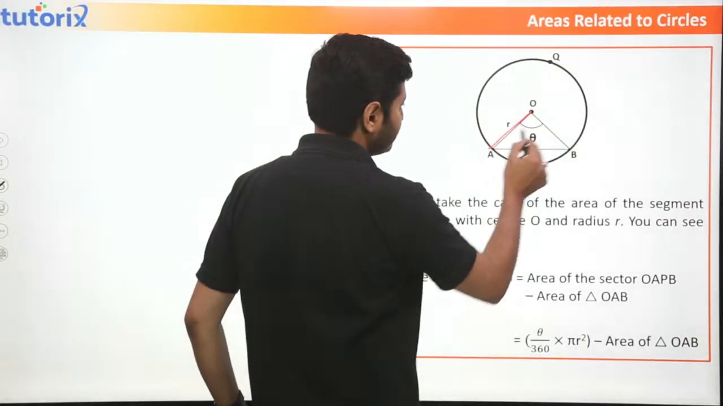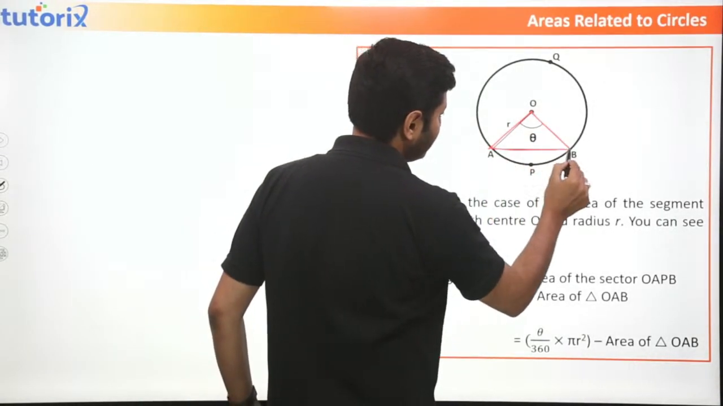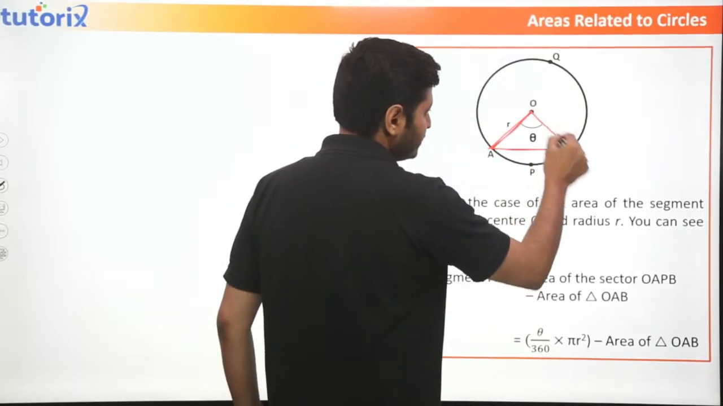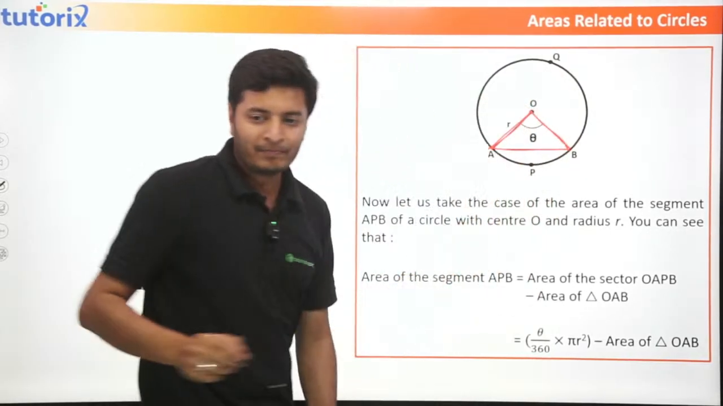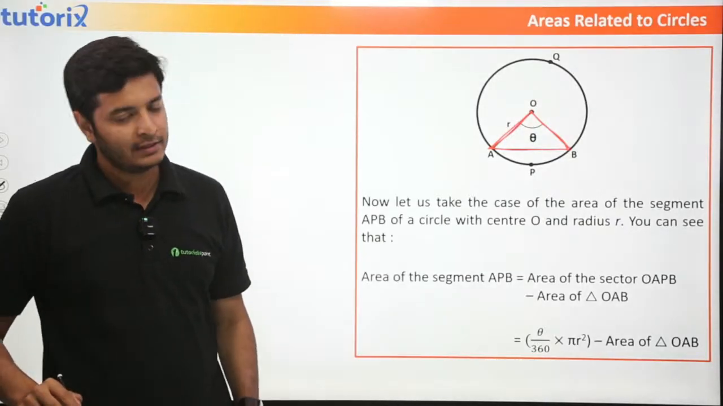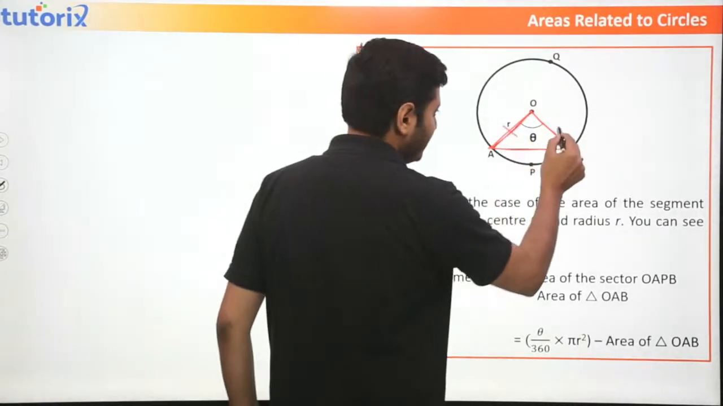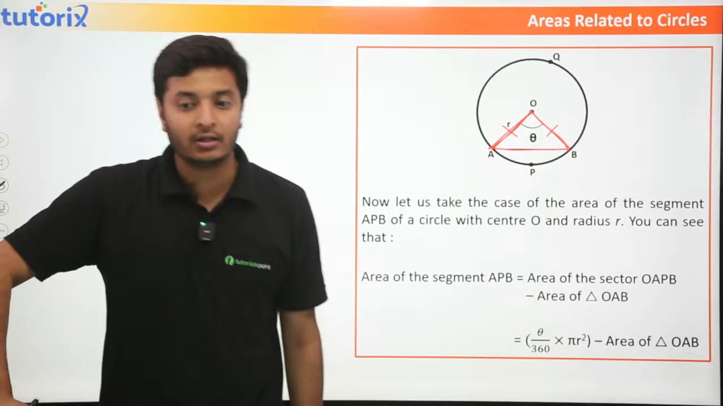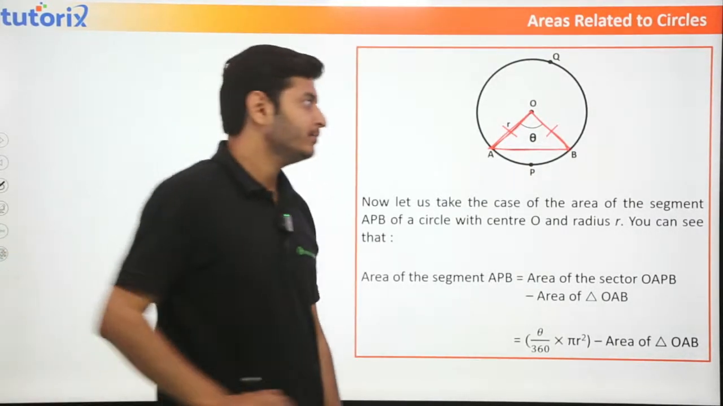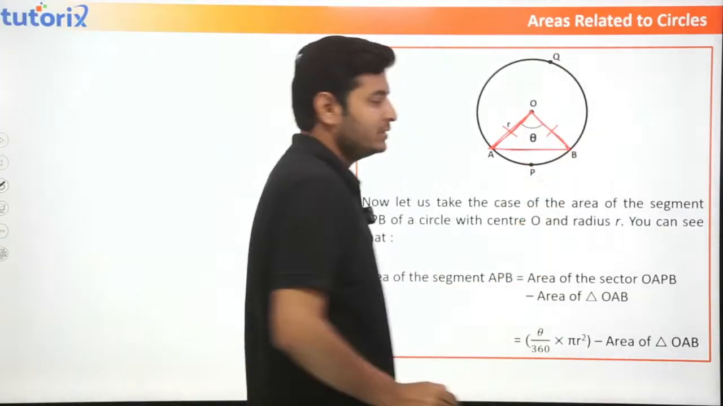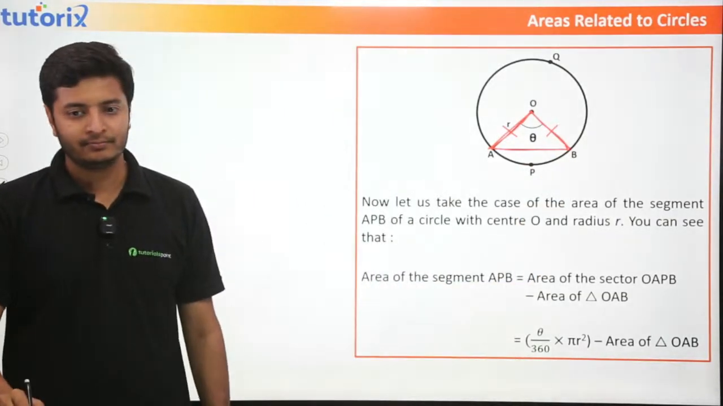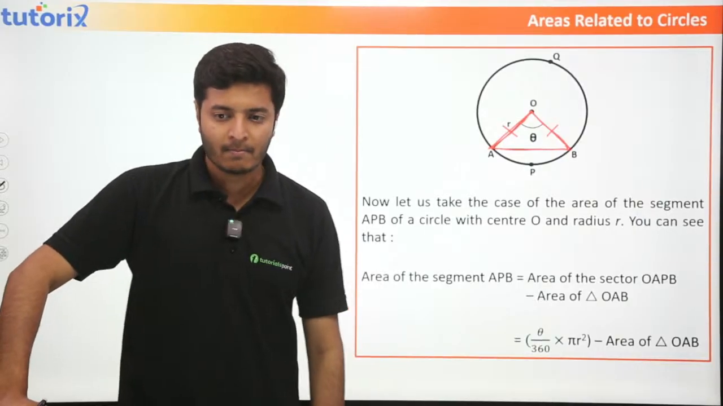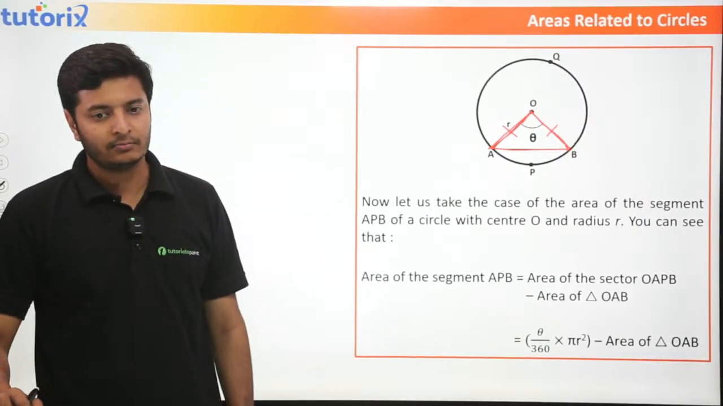If I am looking at this triangle OAB, this is a radius of this circle. This is also the radius of this circle. Radius of same circle, the value will remain same. So this side and this side are equal in length. Yes, very good, Suhana. Correct answer, isosceles triangle. So this triangle is an isosceles triangle.